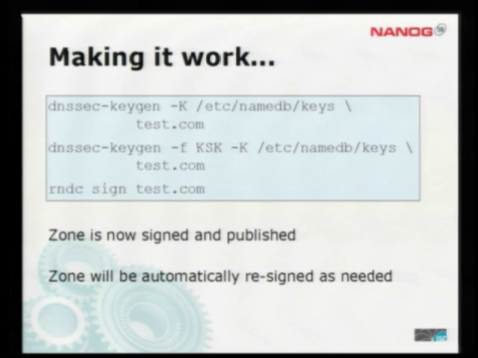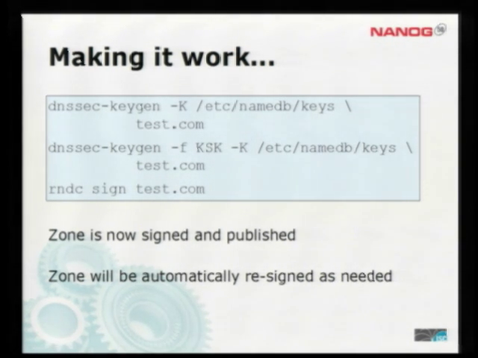I now run dnssec-keygen -K, and the -K is the key repository directory. Apparently, I've dropped the slide. I apologize. This says look in /etc/namedb/keys for the .private and .key files, and I'm creating it for test.com. Since I do not specify -f KSK on the first one, it's creating the zone signing key.